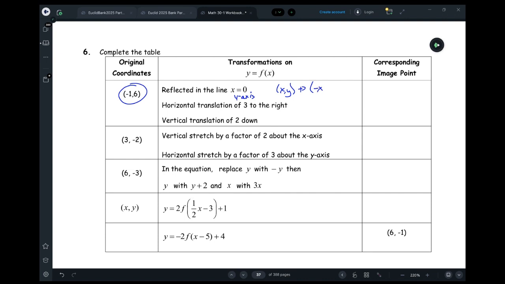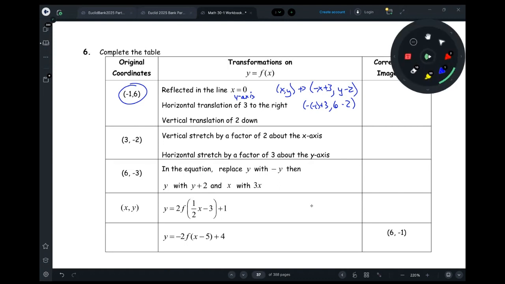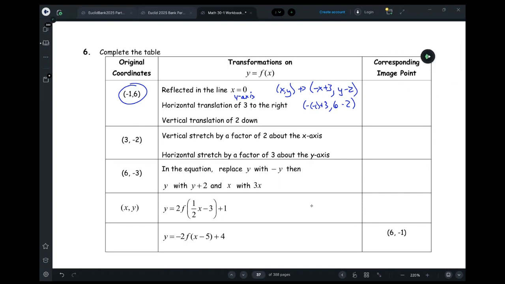Horizontal translation 3 to the right means in the image point, I'm actually going to add 3 to the x. And then a vertical translation 2 down means I'm going to subtract 2 from the y. So when I take -1, 6 and plug this in, the negative of -1 plus 3, and then 6 minus 2, that is going to become the point 4, 4.